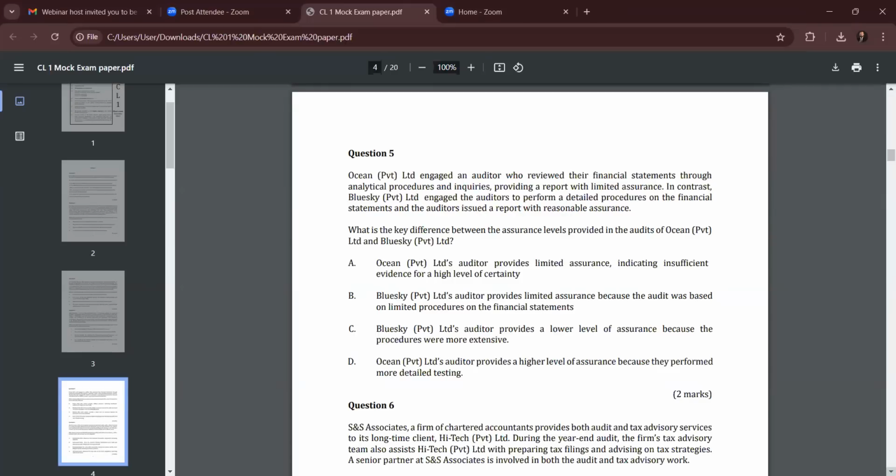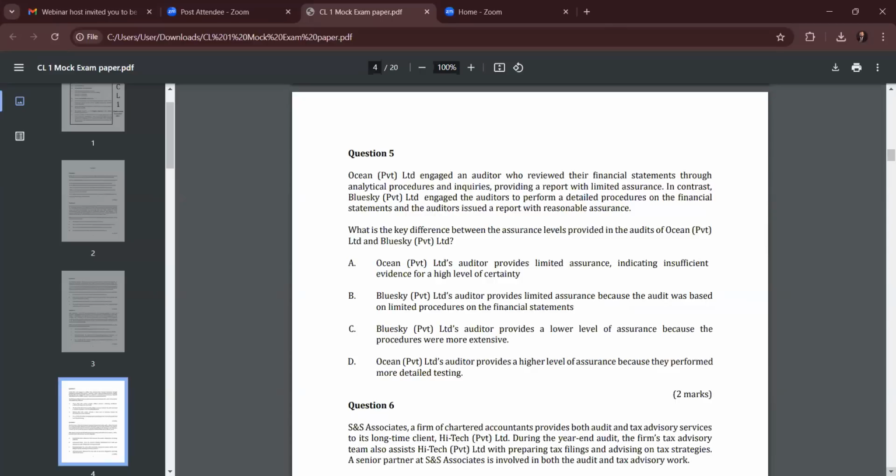Ocean Private Limited, another client, engaged an auditor who reviewed their financial statements through analytical procedures and inquiries. Students, what sort of assurance is provided here?